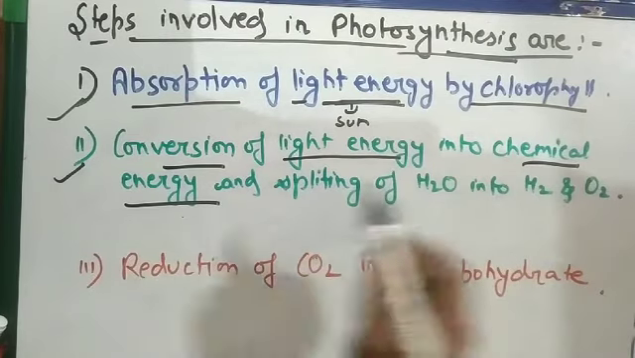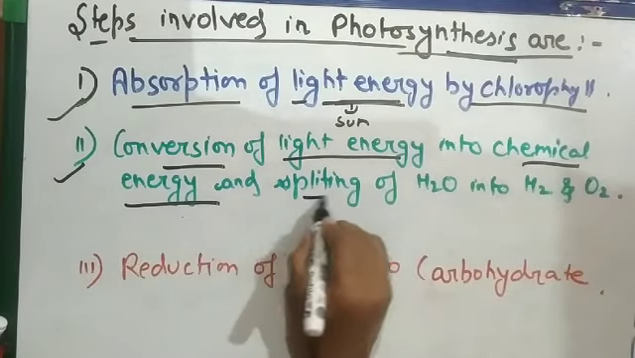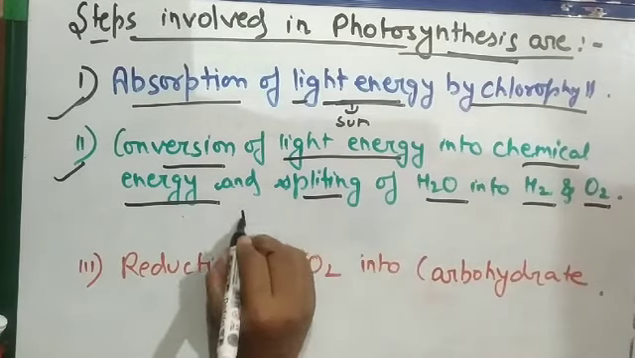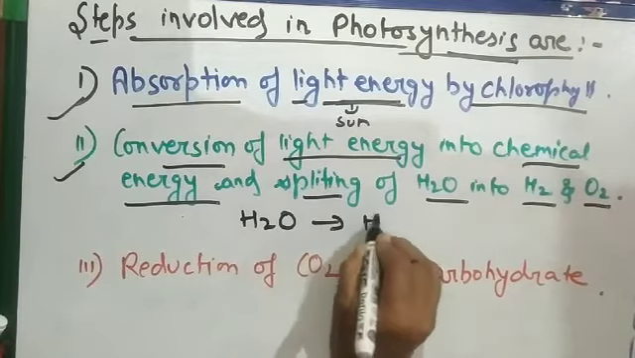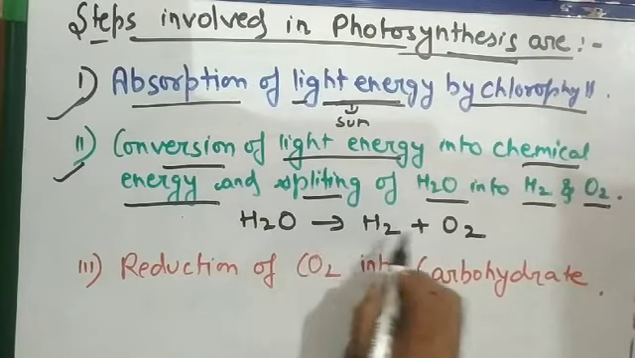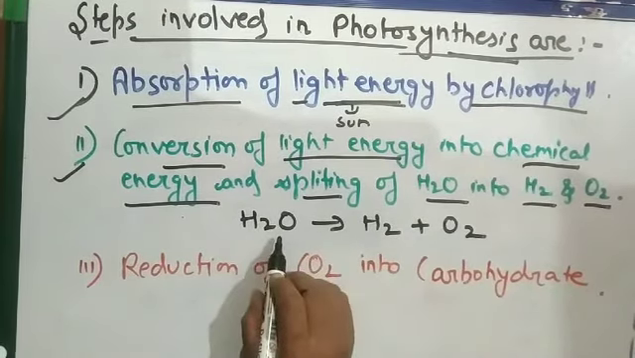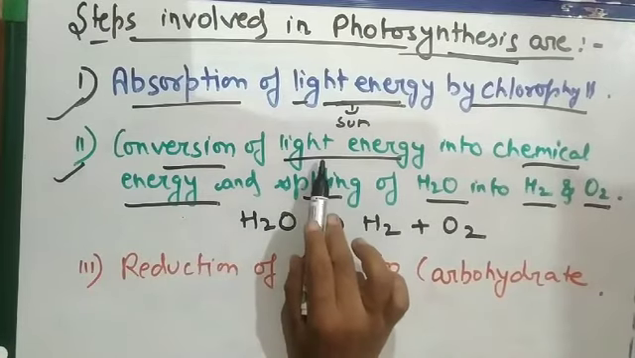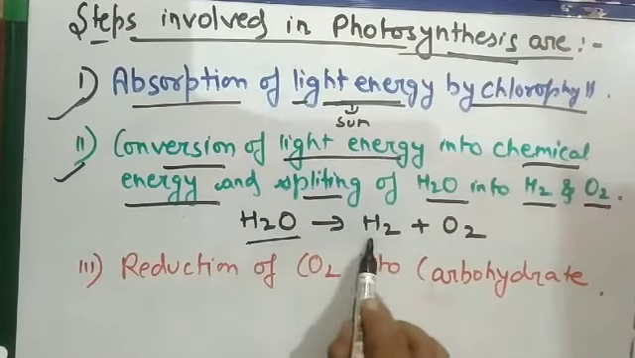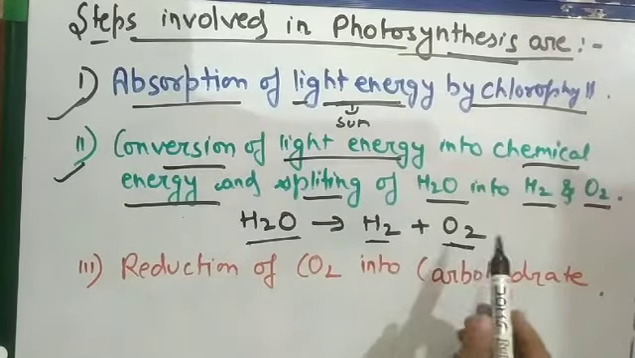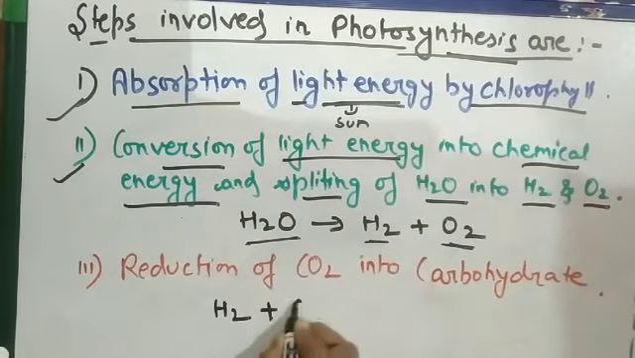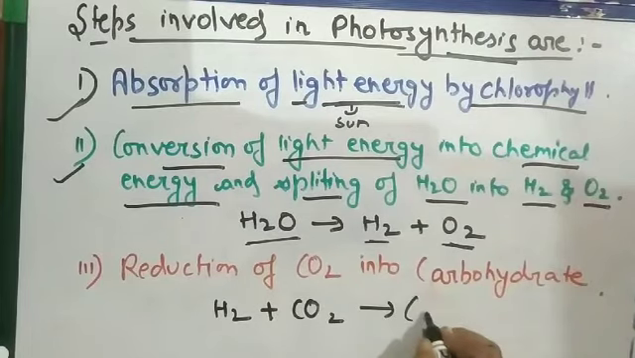How does this light energy convert into chemical energy? By splitting of the water molecule into hydrogen and oxygen. As we have studied, water splits into hydrogen and oxygen, and this splitting of the water molecule is helped by this light energy. This light energy gives the energy to split this water molecule into hydrogen and oxygen. Later on, this hydrogen binds with the carbon dioxide to form the carbohydrate.